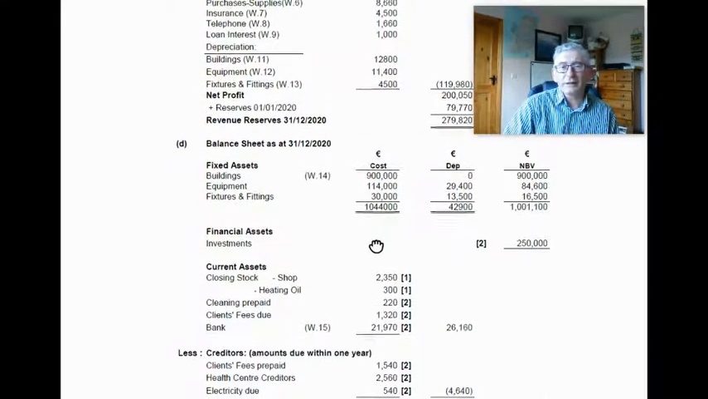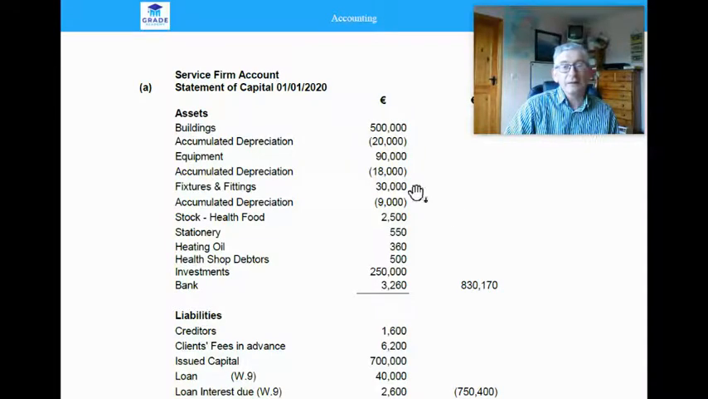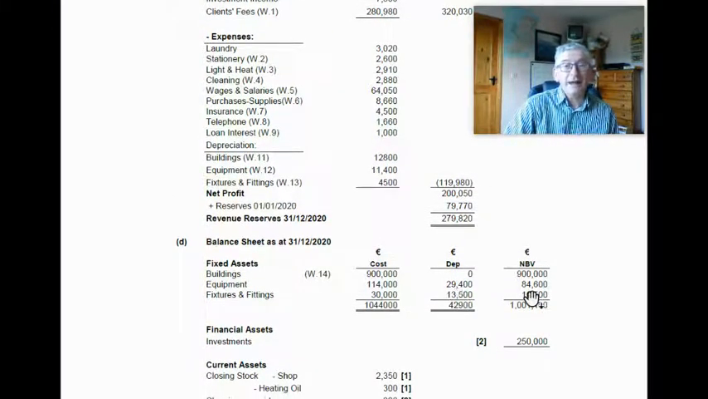Now, coming back to the question, here is the balance sheet, and it's all there on the same page. Now we have our fixed assets. Our buildings, the new cost, we put it in as 900,000. The depreciation is nil, and the net book value is 900,000. The equipment, taking account of the one that we bought, is now 114,000. We add the depreciation that we had at the start, which was 18,000, and we add the 11,400 that we charged this year. And that therefore gives us 29,400. And that leaves us with a net book value of 84,600.